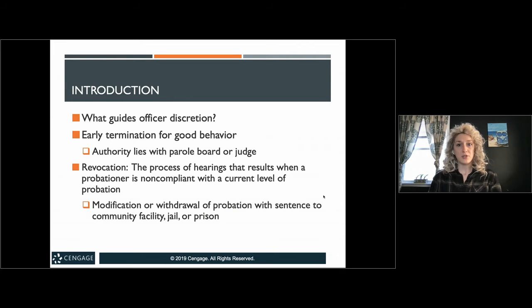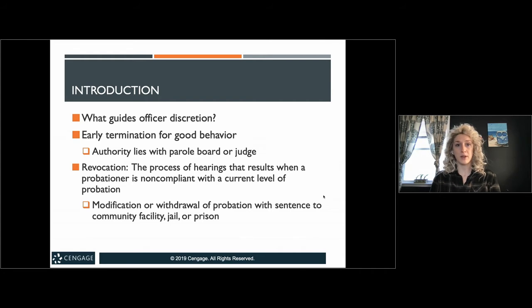So, when making the decision to modify or revoke probation, what is going to guide the officer's discretion? One, you have the severity of the offender's behavior. How severe is it? How serious is the behavior that the offender is engaging in that we need to consider revoking or modifying their probation or parole? How intense is the supervision that they're currently under? What are the agency's policies and laws on revocation? And what about the principles of rehabilitation? What have we done so far to rehabilitate that offender?